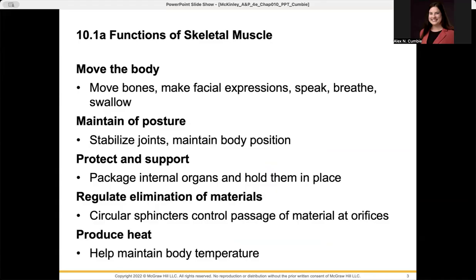Some of what we do with our muscles is for moving things through the tract. So we have elimination of materials. There are certain sphincters, okay, that are kind of openings. They open and close. They're circular in shape, and we can control those sphincters for releasing material from the body. In one case would be excretion of feces.